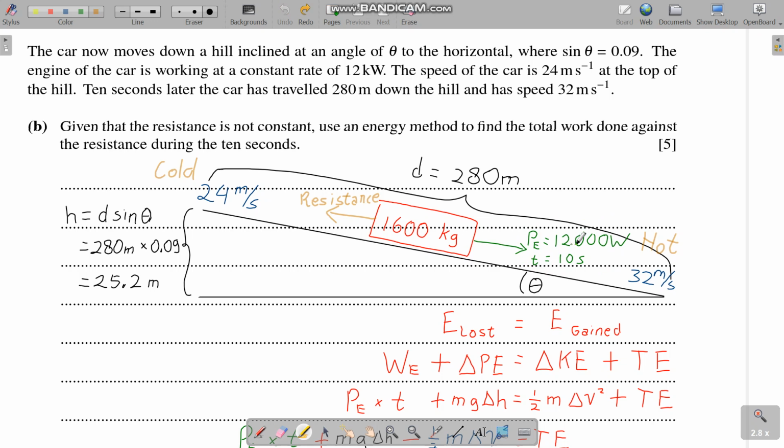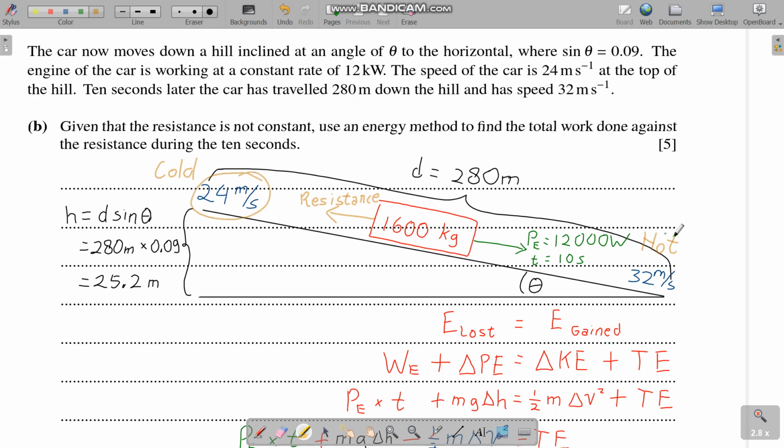the work done by the engine. And we also have the resistance. We are finding the work done by the resistance force. And if this diagonal distance is 280, using sine here, sine theta is h over d, h is d sine theta. So we use 25.2 for the vertical distance traveled.